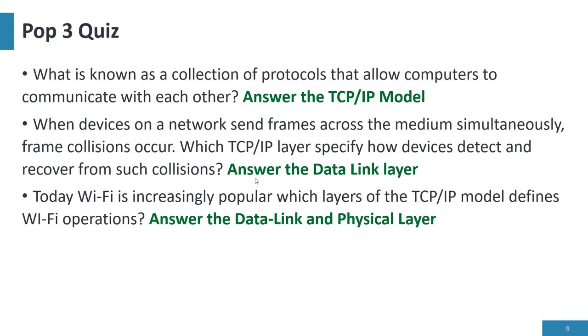This is question number 3. Today, Wi-Fi is increasingly popular. Which layer of the TCP/IP model defines Wi-Fi operations? The answer is the data link and the physical layer, as we discussed earlier. The data link layer helps the transmission of data, and the physical layer is the physical connection point into your network, so Wi-Fi transmissions are on the data link and the physical layer.